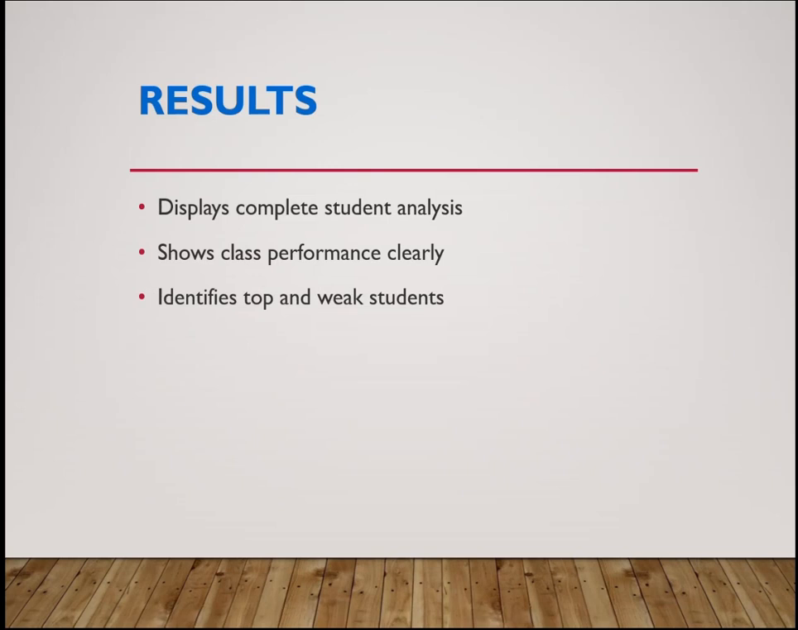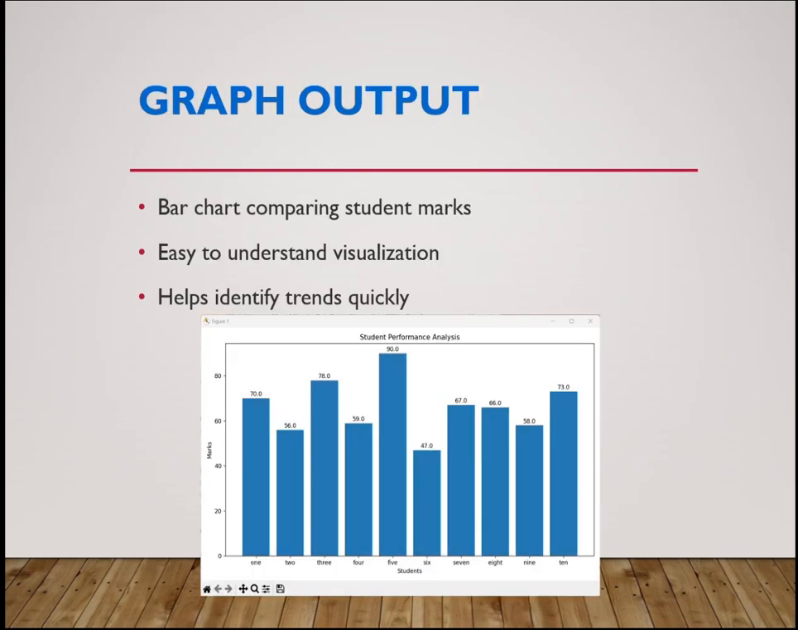What result do we see? We display complete student analysis, show the class performance clearly, and identify top and weak students. After that, we can see which student is the top in class and which one is weak. So we can compare the student results. Here is the example.